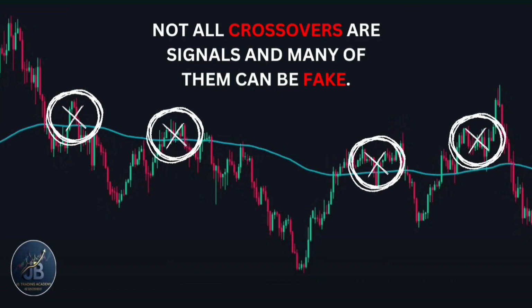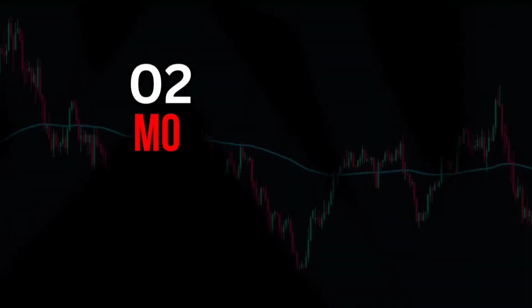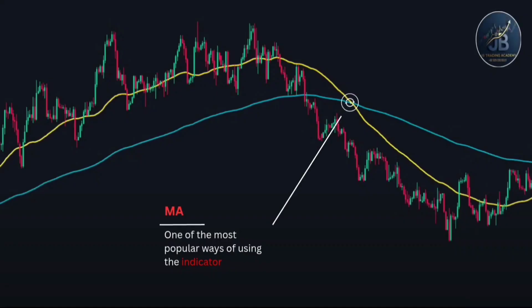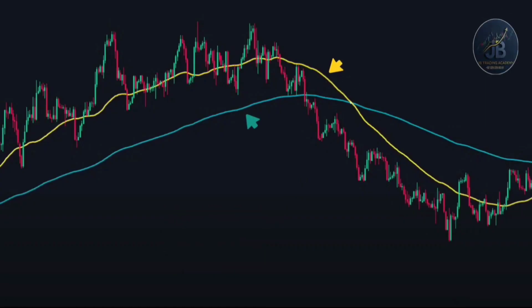To avoid such false signals, we can use a moving average crossover. A moving average crossover is one of the most popular ways to use the indicator. For this, we need two moving averages with different periods. Just like earlier, we'll use the 50 MA and 200 MA.